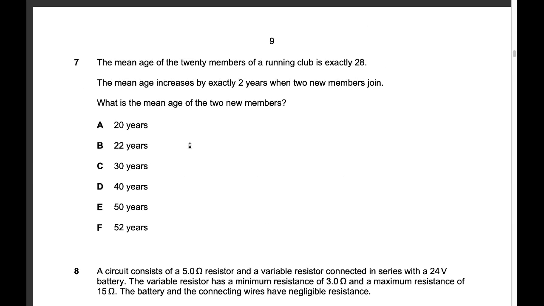The mean age of 20 members of a running club is exactly 28. The mean age increases by exactly 2 years when 2 new members join. What is the mean age of the 2 new members?